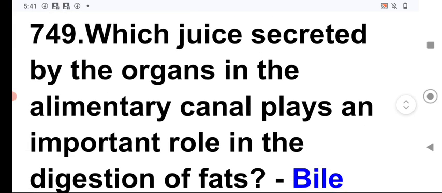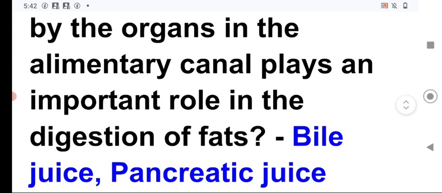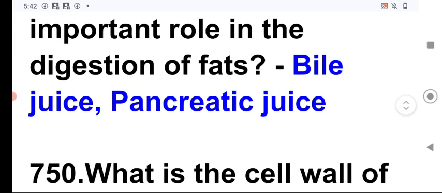Next question, which juice secreted by the organs in the alimentary canal plays an important role in the digestion of fat? Bile juice or pancreatic juice is secreted, and it helps in the digestion of fats.